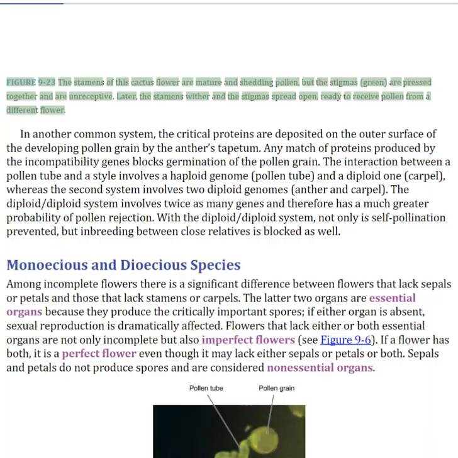Figure 9.23. The stamens of this cactus flower are mature and shedding pollen, but the stigmas are pressed together and are unreceptive. Later, the stamens wither and the stigmas spread open, ready to receive pollen from a different flower.